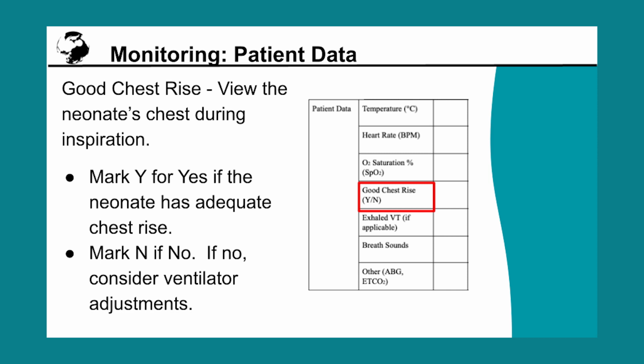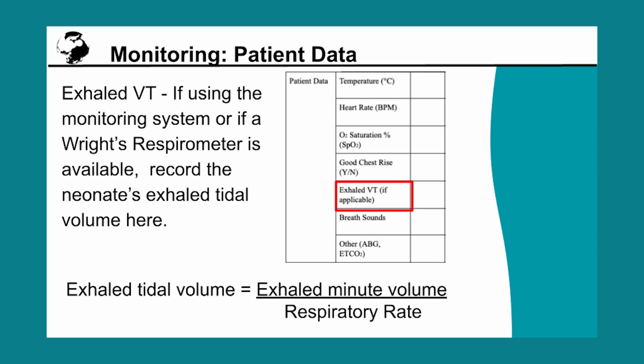The baby's chest rise on inspiration should be assessed and recorded as being good or poor. For poor chest rise, consider making ventilator adjustments. If using a monitoring system, the baby's exhale tidal volume may be documented. When available, a Wright's respirometer may also be used to measure the neonate's tidal volume. This may be done by measuring the minute ventilation and counting the respiratory rate. The minute ventilation is divided by the respiratory rate to give the total exhaled tidal volume.